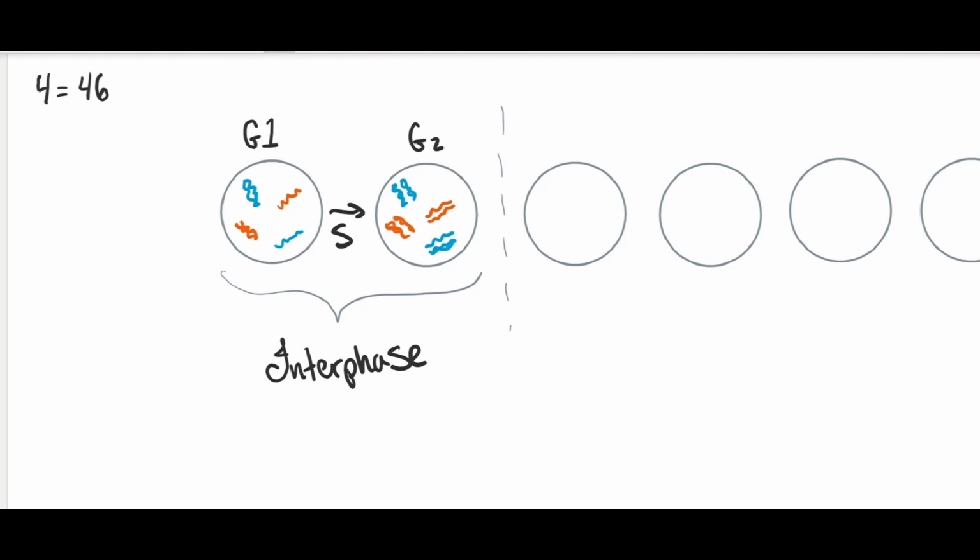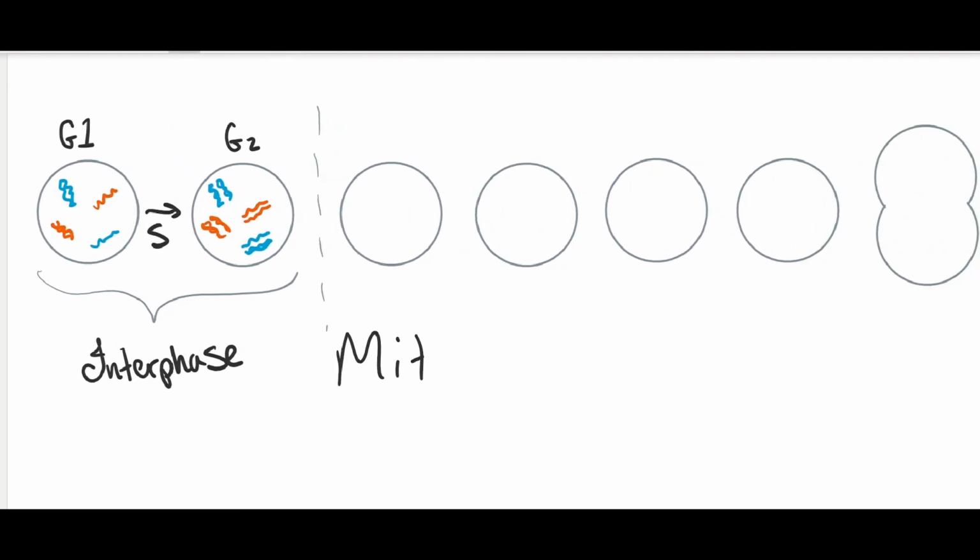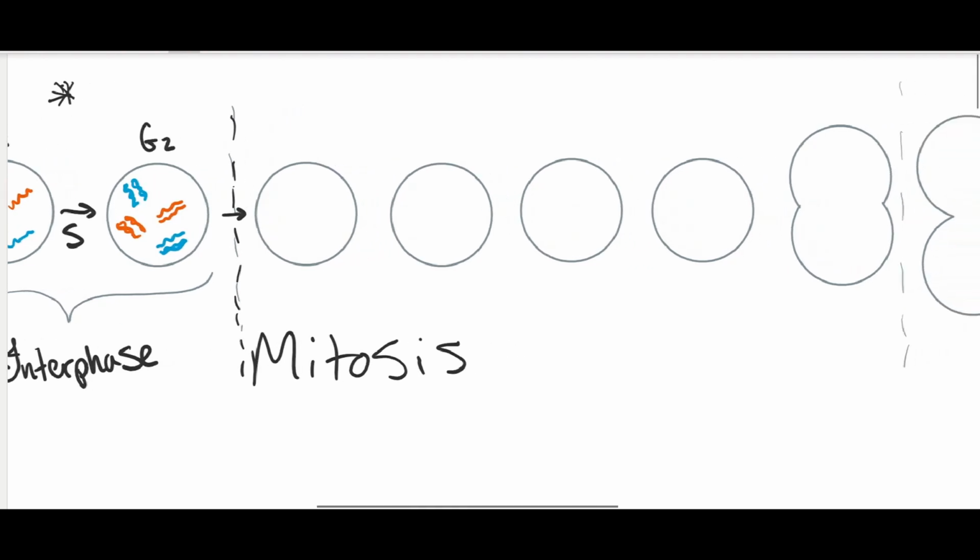So our chromatin now are going to condense into chromosomes as we enter mitosis. So this little dotted line here represents our transition from interphase to entering mitosis. Now remember, even though there are a lot of circles in this mitosis phase that you see here, over here in interphase is actually where the cell spends the majority of its time while existing. So let's break down mitosis now.